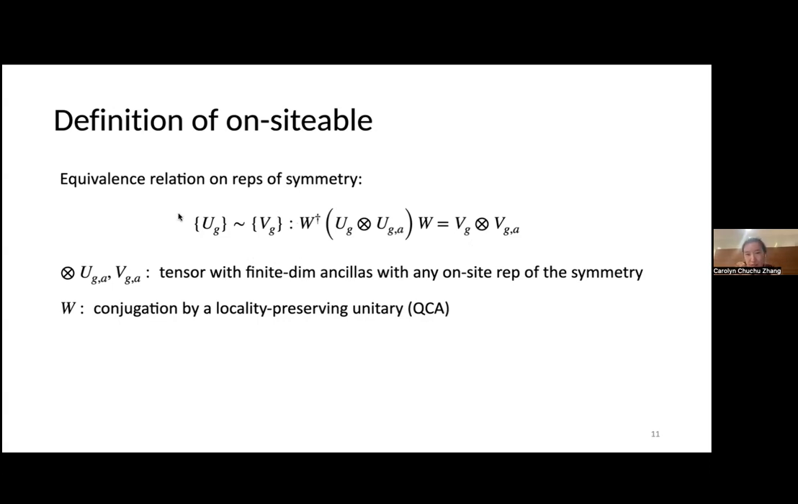Okay, so this is a rather natural definition of equivalence when you're talking about symmetries acting on a Hilbert space. You're allowed to tensor in some kind of trivial ancillas and then do a local unitary transformation, or a local change of basis. And an onsiteable symmetry in this context is a symmetry that's equivalent to an on-site representation of the symmetry. So after tensoring in some appropriate ancillas and doing this locality preserving unitary, your symmetry just becomes an on-site representation of the symmetry. So it's just a tensor product of unitaries that act on each individual site.